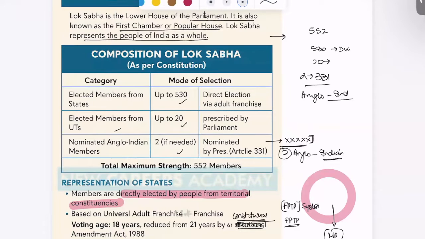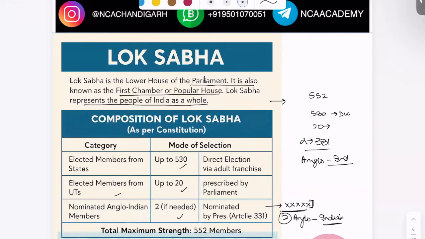UTs did not have population. That was the case. So 2 were for Anglo-Indians, which is there. Now the seats have been reserved. Just remember how it is reserved. First, we said 1 MP would represent 1 million population. That is 10 lakh. 1 MP represents how much population? Is it clear? 1 million, which is 10 lakh.